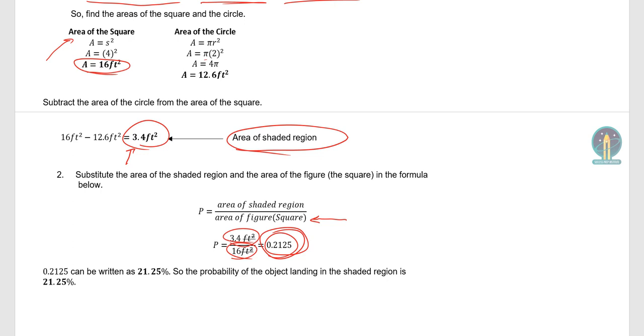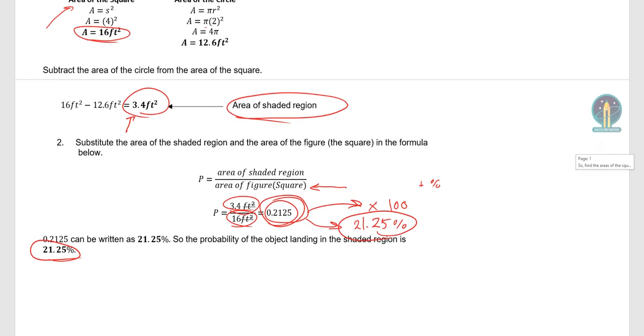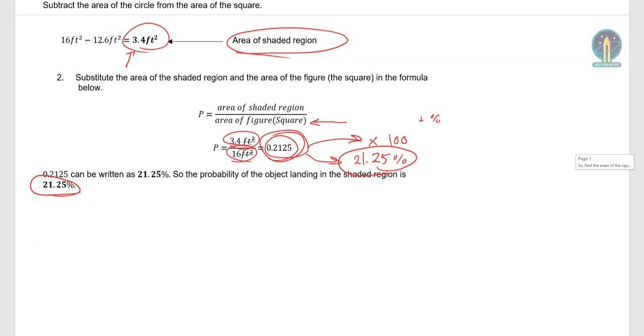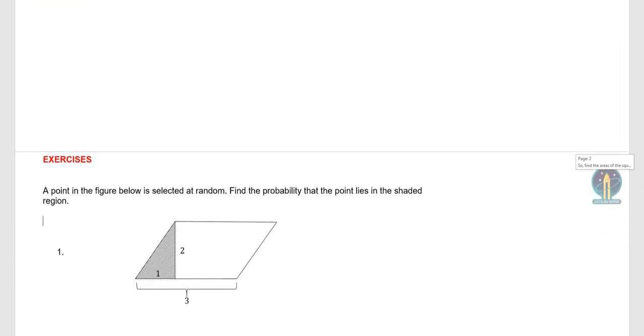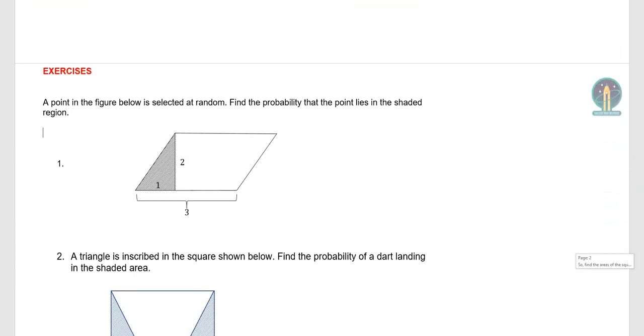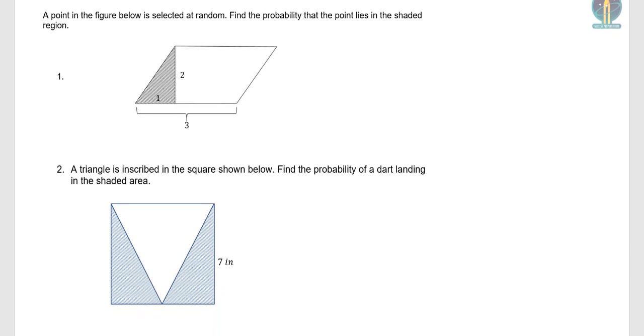So remember, probability is a decimal or a percentage. When expressed as a decimal, it's just a decimal, so 0.2125. But it can also be converted to a percentage by multiplying by 100 and adding the percent sign. That gives us 21.25%, just like we have down here. So keep that in mind. It can be expressed as a percentage or as a decimal. Both ways are fine. And here we have our exercises. Please pause the video, work on these, and come back for the solutions.